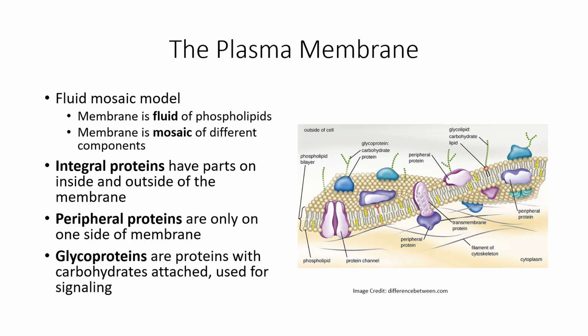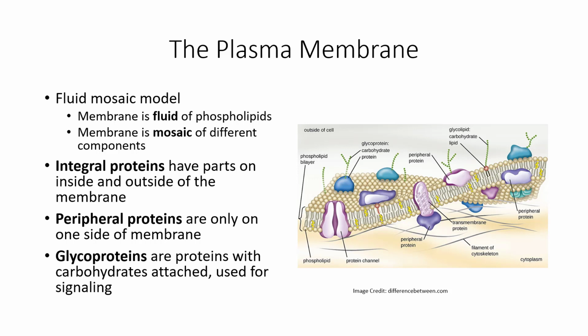There are integral proteins, which have parts on the inside of the membrane and on the outside of the membrane. They go through the membrane. Peripheral proteins are located only on one side of the membrane. We also have glycoproteins. Now, integral and peripheral proteins can each themselves be glycoproteins. This is a term used for any protein that is attached to a carbohydrate group.